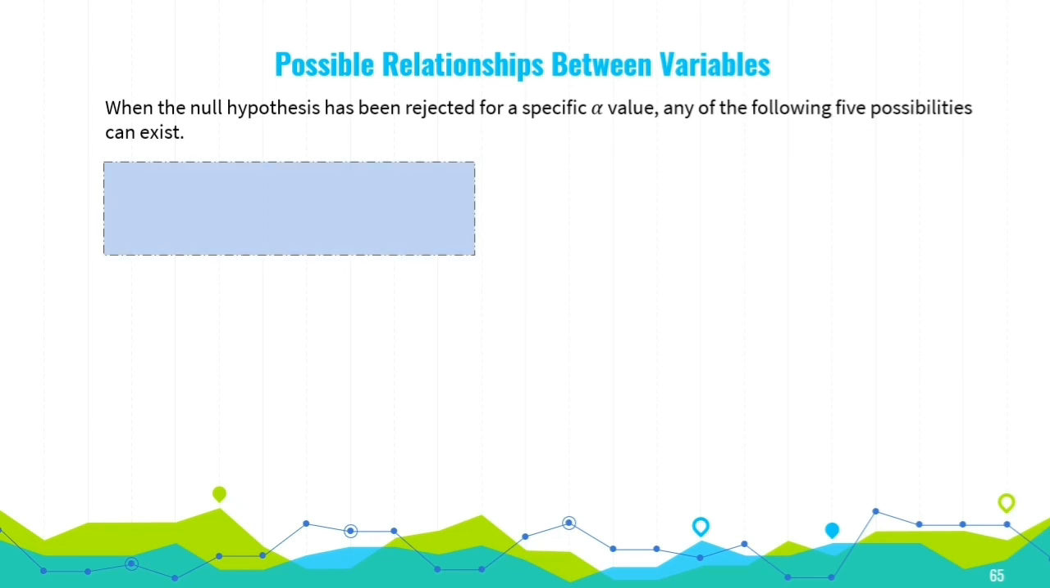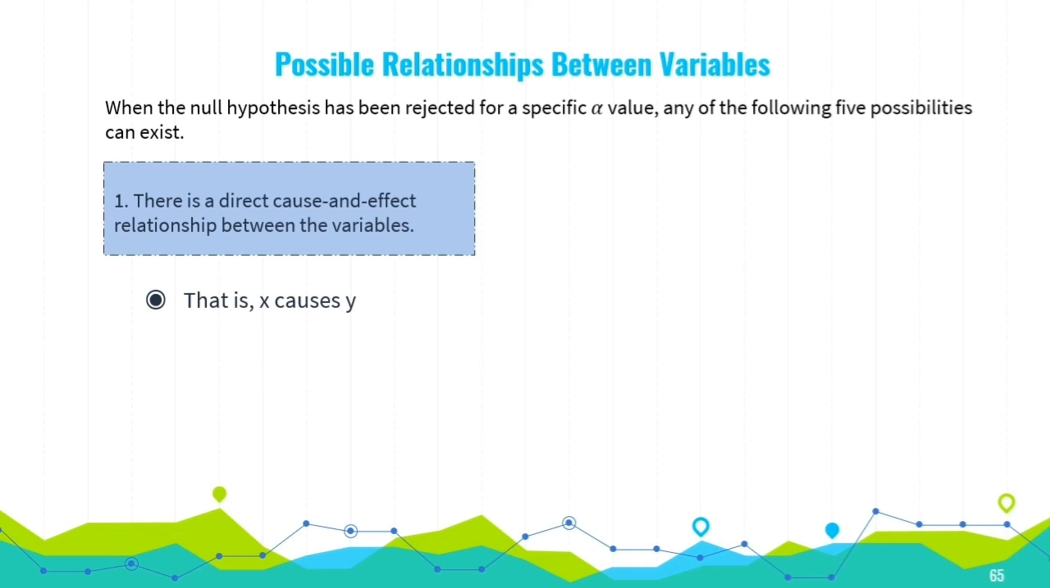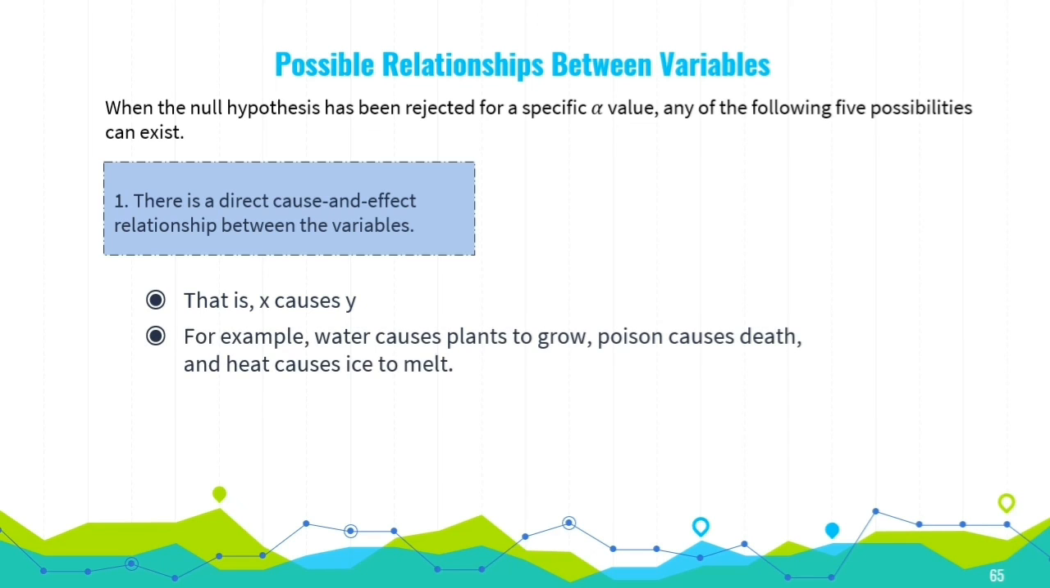So first, there is a direct cause and effect relationship between the variables. That is, x causes y. For example, water causes plants to grow, poison causes death, and heat causes ice to melt.